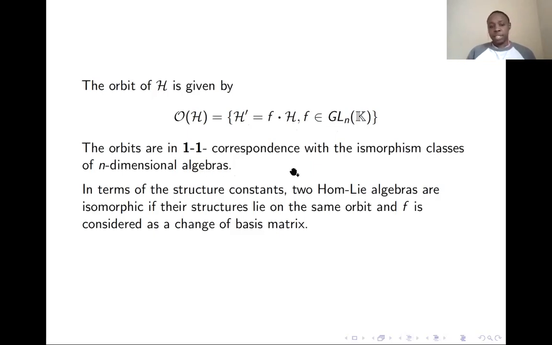So the orbits on the variety are in one-to-one correspondence with equivalence classes of the algebras in the vector space. So people can approach this in two ways. One way, you classify them geometrically, and the other way, you can classify them as vector spaces alongside some choice of basis. And the change of basis matrix is actually this action, which we refer to as F. So two Hom-Lie algebras are said to be isomorphic to each other if their corresponding structure constants lie on the same orbit on the variety. So there is that equivalence in this isomorphism problem.